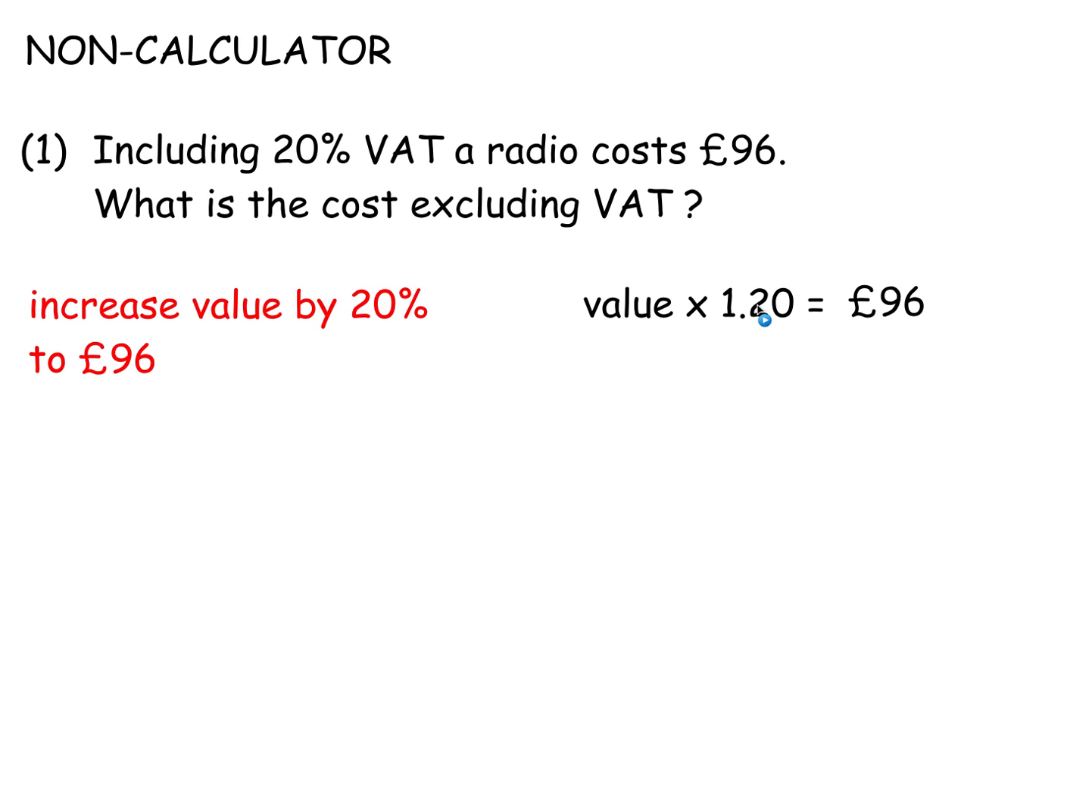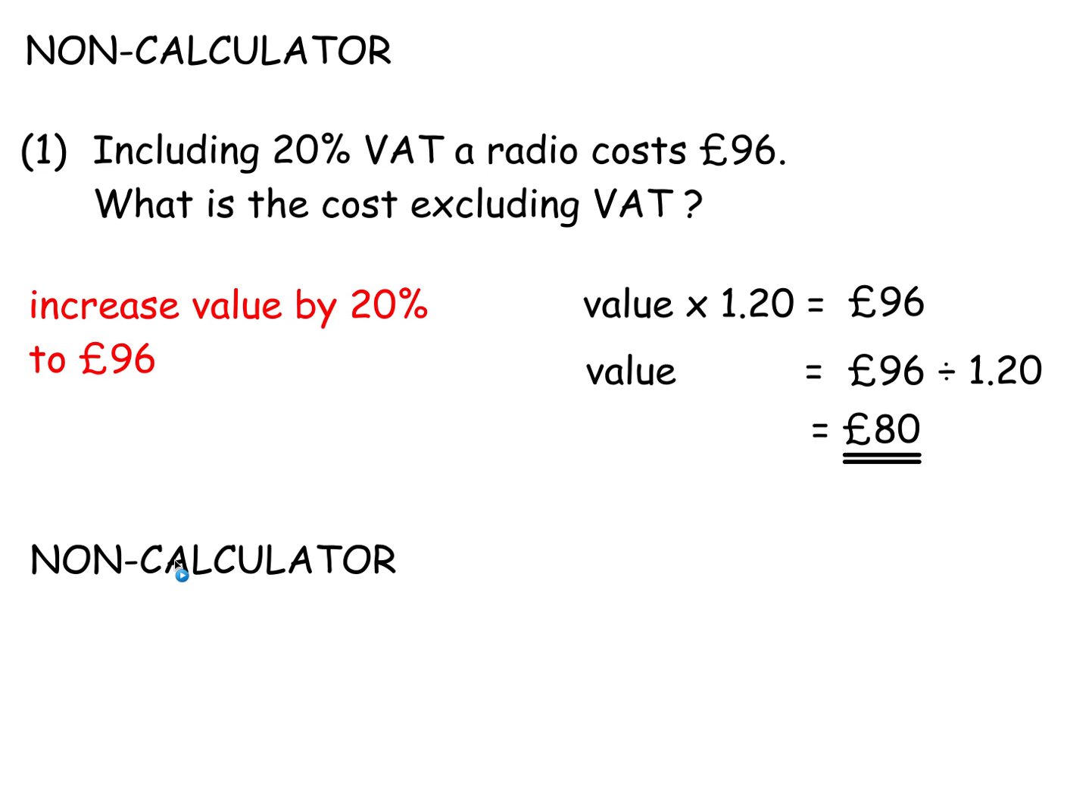Now, in the calculator, you would multiply by 1.2 to add on 20%. So in the calculator, you would divide by 1.2. Now, you can do that without a calculator if you can recognise that's the same as 960 divided by 12, and 12 goes into 960 80 times. So it can be done that way without a calculator as well. They're generally not as easy as that though.